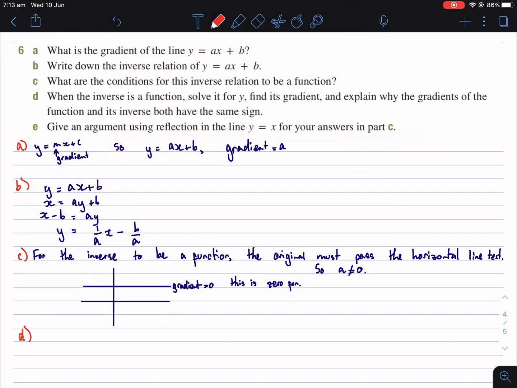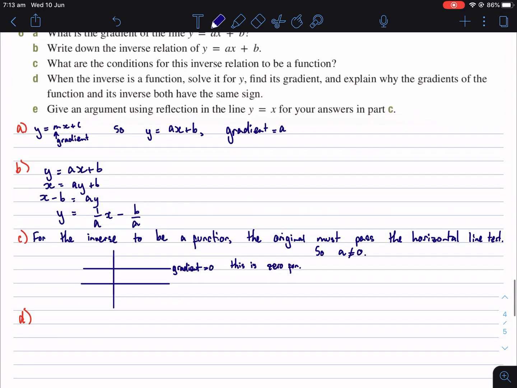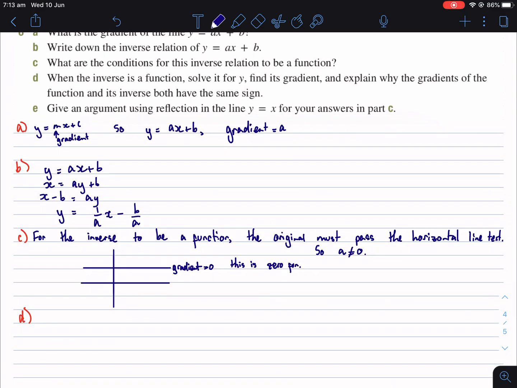D, when the inverse is a function, solve it for y, find its gradient, and explain why the gradients of the function and the inverse both have the same sign. So y equals 1 on a x minus b on a. The gradient of the inverse is 1 over a.